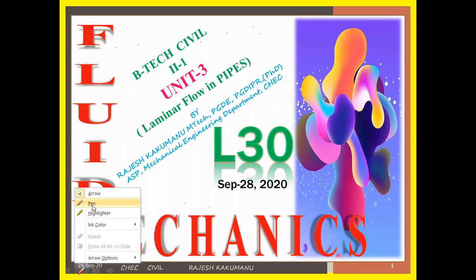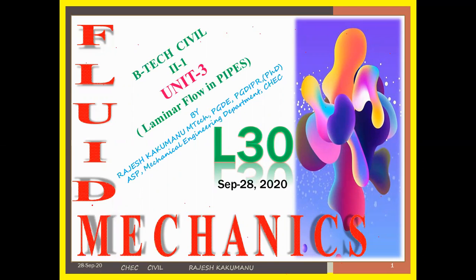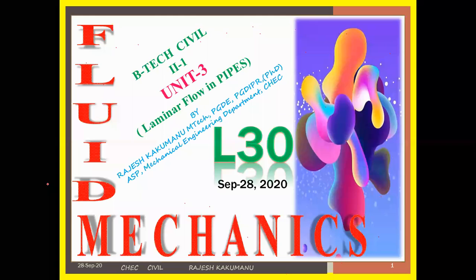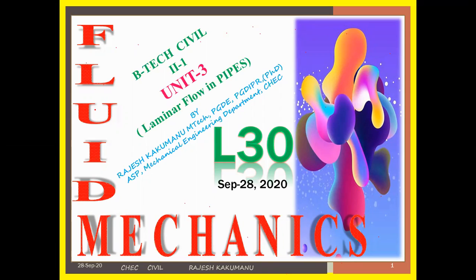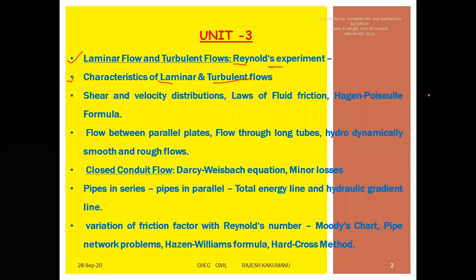In the last two classes, we started Unit 3, where we discussed the introduction to laminar flows and turbulent flows. We discussed the meaning of laminar flow, turbulent flow, and transition flow, and how Reynolds' experiment was done with a dye to show the types of flows in a container.